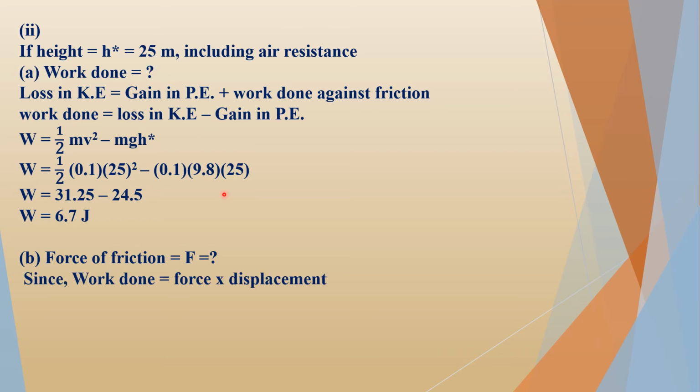So work done is equal to force into displacement. Here force is F and displacement is h star, because that is 25 meter of height, and from here we get force of friction, that is equal to work done divided by h star. Putting values of work done and height, we get force of friction is equal to 0.26 Newton, that is equal to 0.3 Newton.